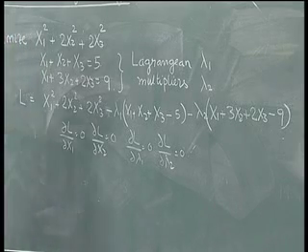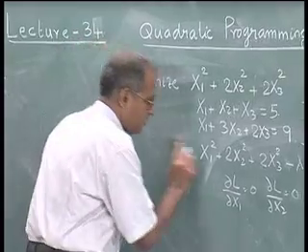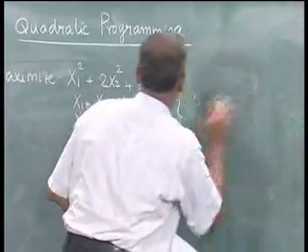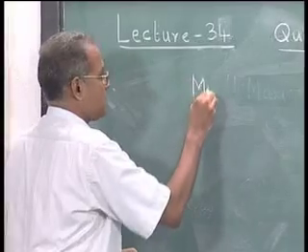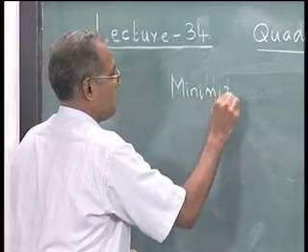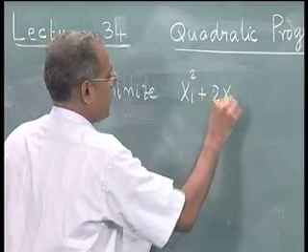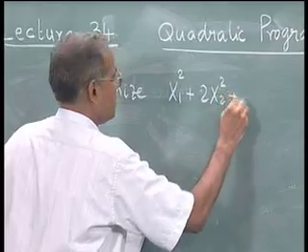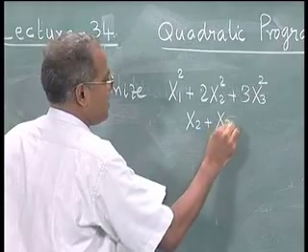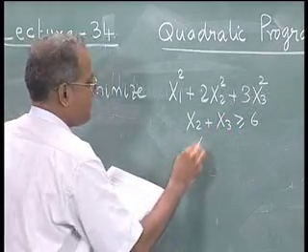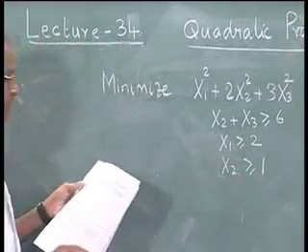Now, we get into another situation. What happens when these constraints are inequalities instead of equations? Let us take another problem. Let us consider a problem like this: minimize x1 square plus 2x2 square plus 3x3 square subject to x2 plus x3 greater than or equal to 6, x1 greater than or equal to 2, x2 greater than or equal to 1, and that is it.